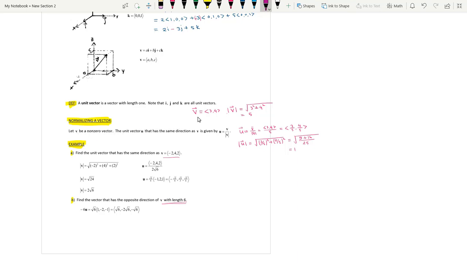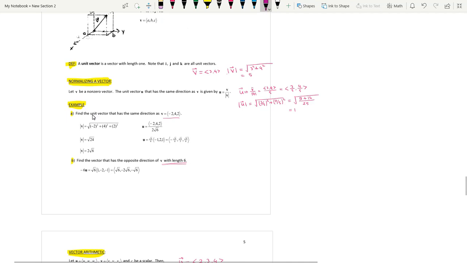For example, consider v equals (3, 4). So the magnitude of v would be 5. Now if you divide v by its magnitude, it would be (3/5, 4/5). So we are claiming that this is the unit vector. Now to prove it, find its magnitude. If you find its magnitude, it would be 1. So this is the unit vector.